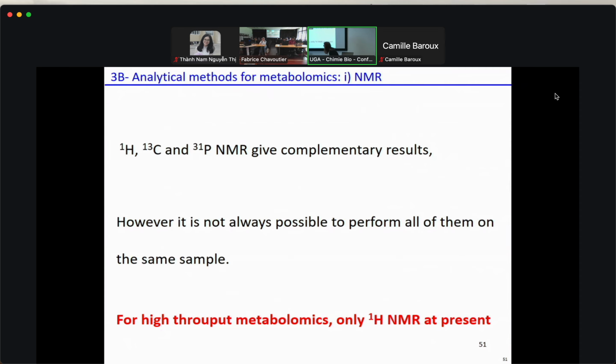So they are complementary, but it is not always possible to do all this spectroscopy on the same sample, because they degrade. For example, biological samples degrade. C13 has a very low sensitivity, so it's complex. And for high throughput metabolomics, this is mainly proton NMR. So this is proton, so hydrogen is one proton.